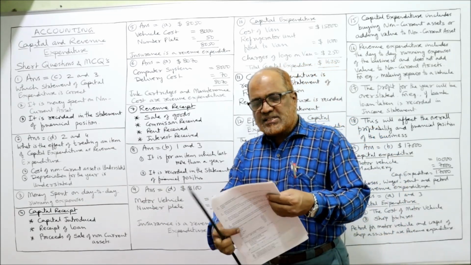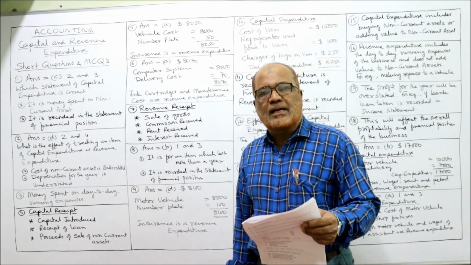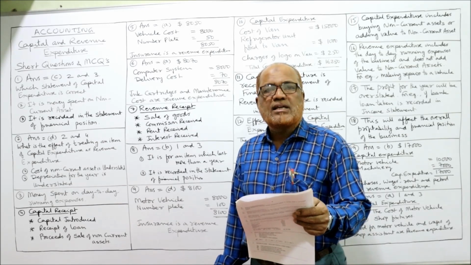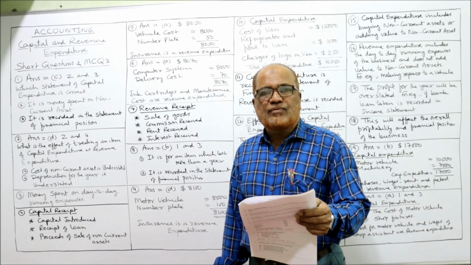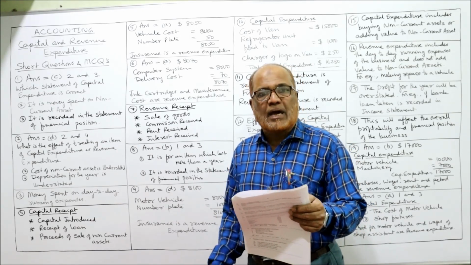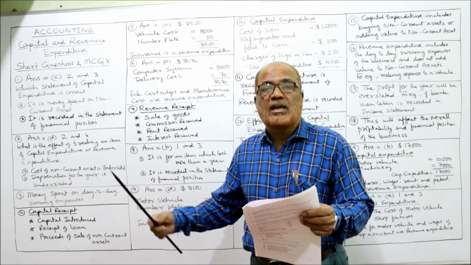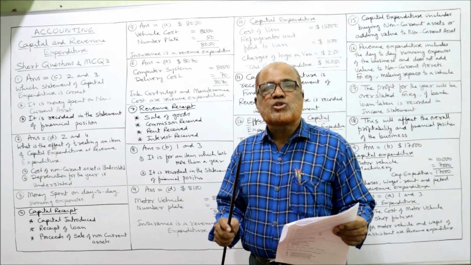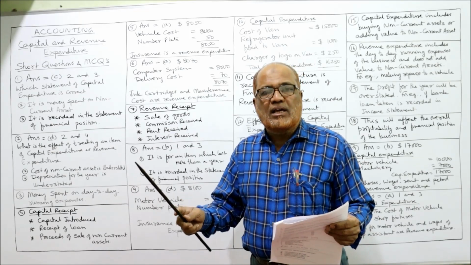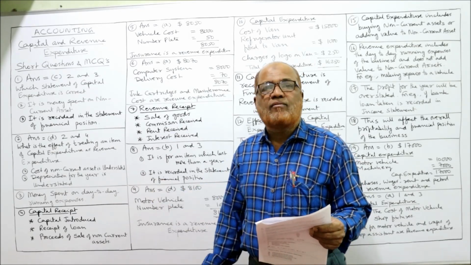Next one, which statement describes capital expenditure? Again, 3 statements are given. Out of 3, which statement will describe capital expenditure? First, it is for an item which lasts for more than a year. Yes, capital expenditure incurred, it will give the benefit for more than 1 year.